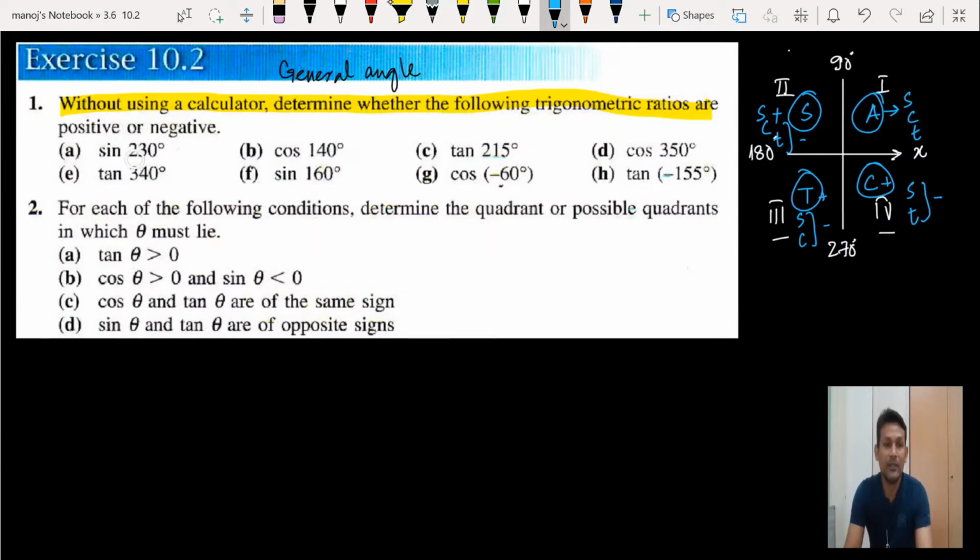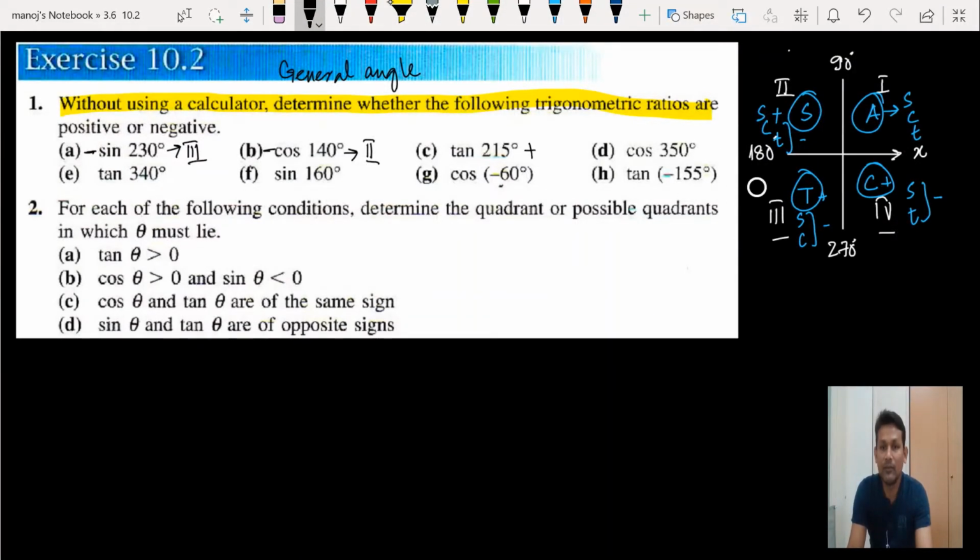Look, this 230 degrees, we see it comes in the third quadrant. In the third quadrant, sine is negative, so I will write negative. Cos 140: first of all, 140 lies in the second quadrant, and in the second quadrant, cos is negative. So this is also negative, which you can verify when you use a calculator. 215 lies in the third quadrant. In the third quadrant, tan is positive, so this result will be positive.